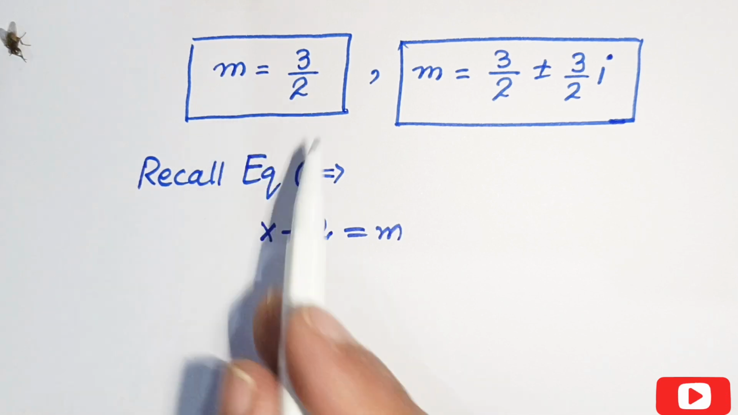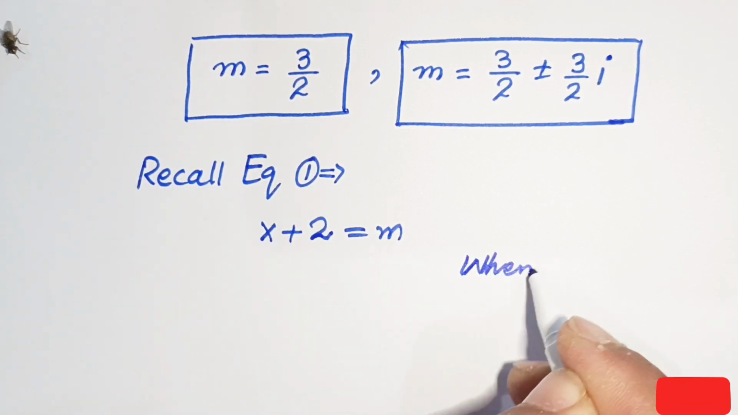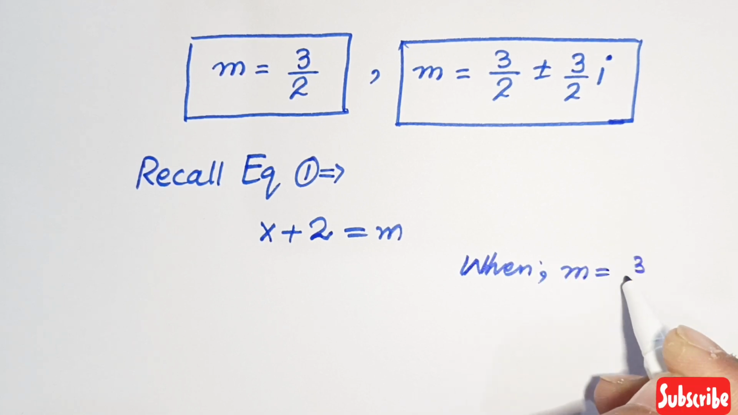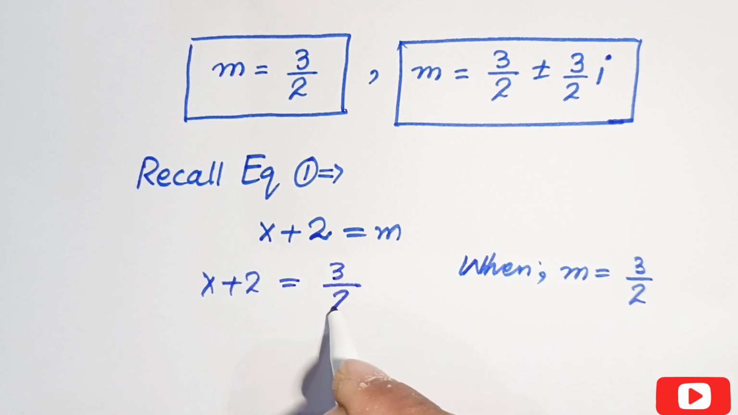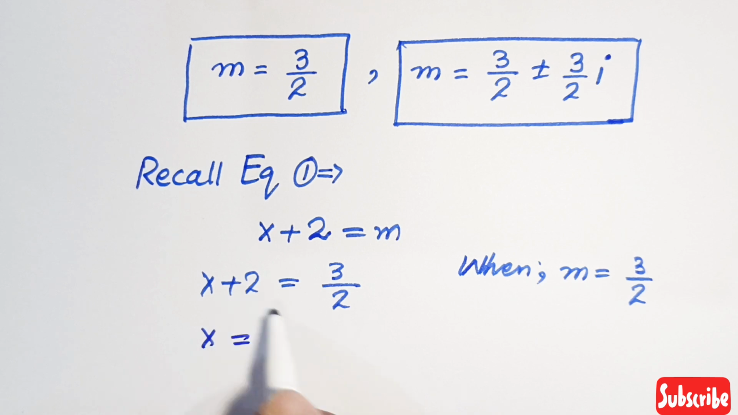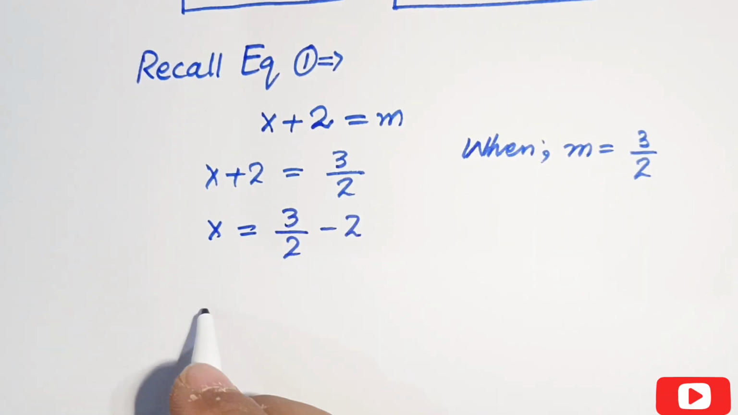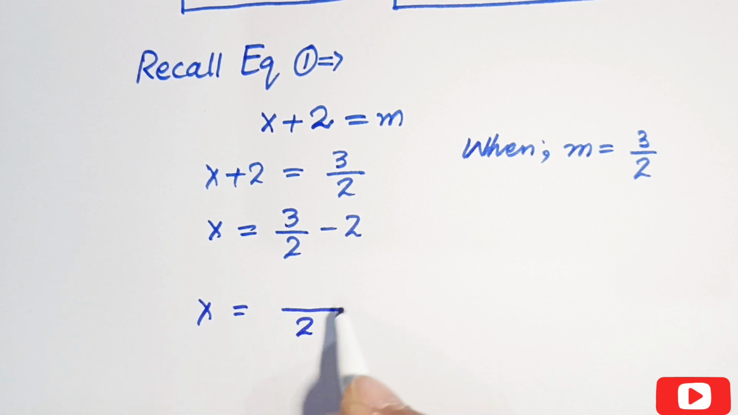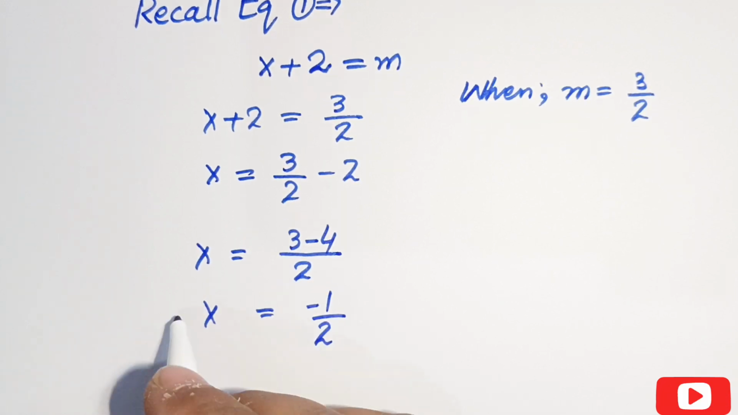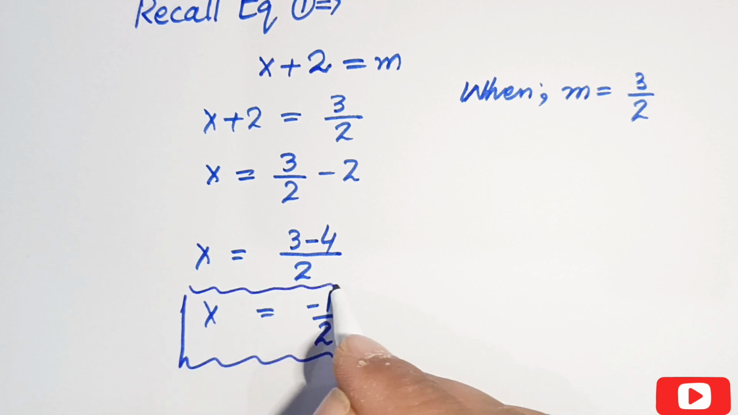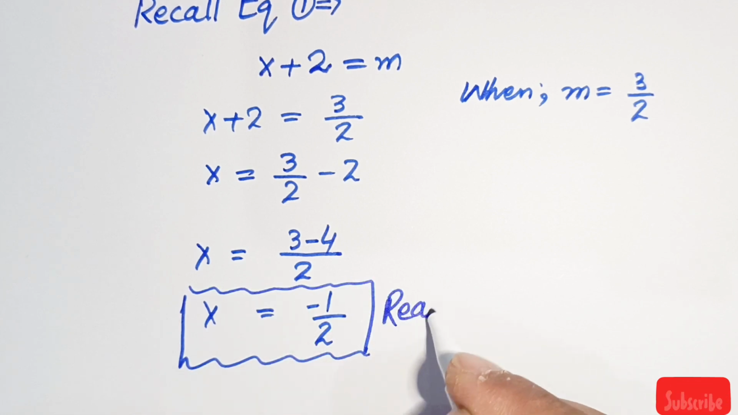Here when m is equal to 3 over 2, then we get x plus 2 is equal to 3 over 2. Now we write x is equal to, shifting this 2, 3 over 2 minus 2, and hence x is equal to 3 minus 4 over 2. X is equal to minus 1 over 2. So it is a real value of x, it is a real solution.